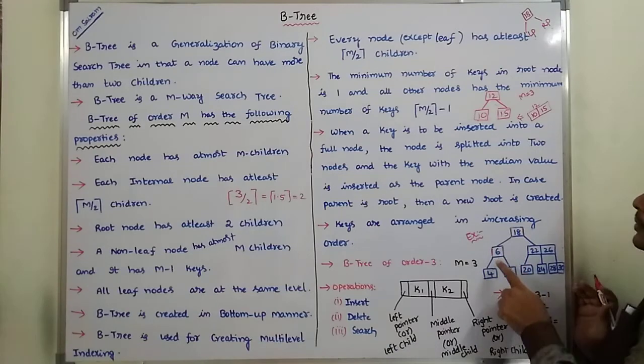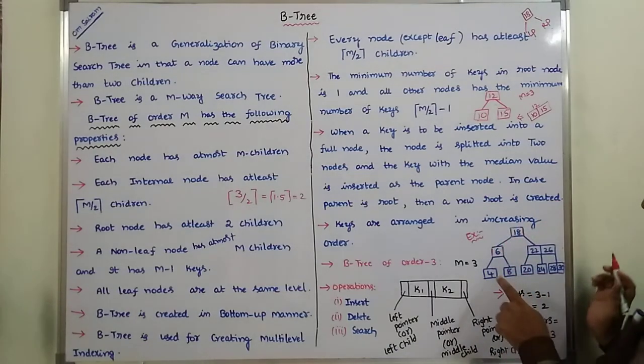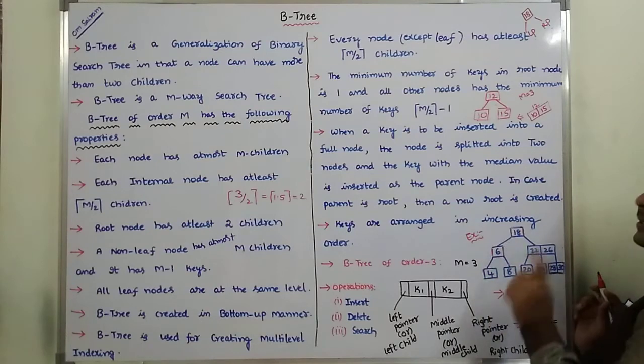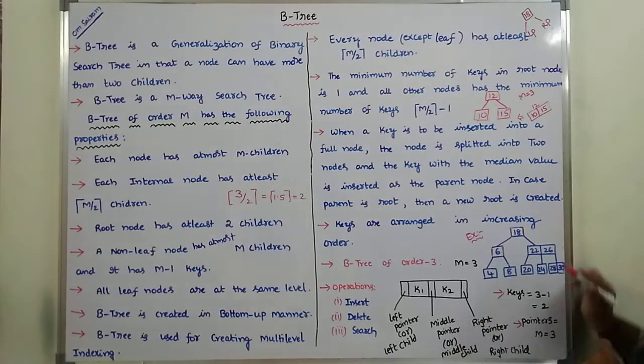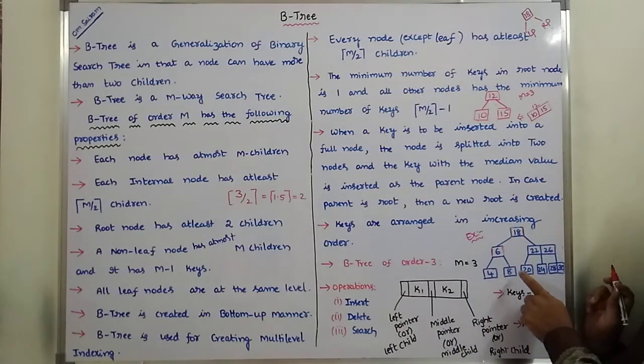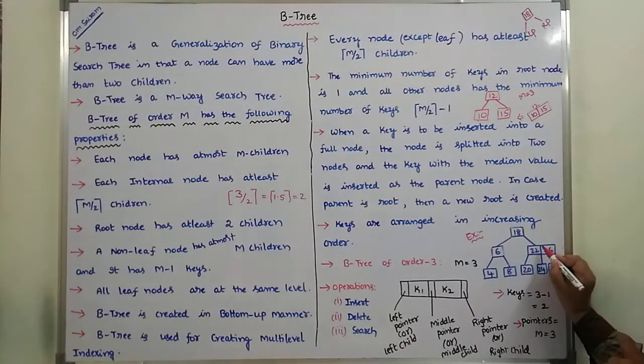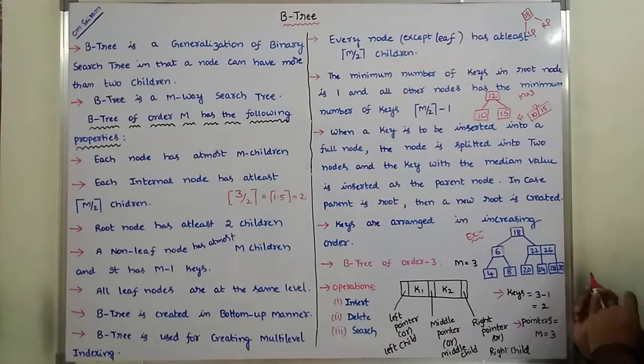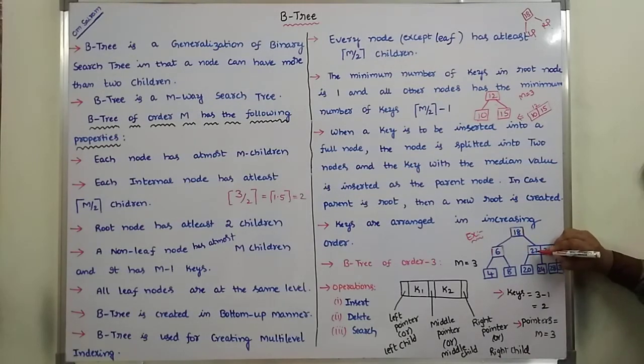So here 6. 6's left pointer is this one. Here 4 is less than 6, so it acts as a left child. Here this is the right pointer. 8 is greater than 6, so 8 is treated as the right pointer of 6. Now go to this node. This node contains two key values 22 and 26. For 22 this is the left pointer and this is the right pointer. For 26 this is the left pointer and this is the right pointer.